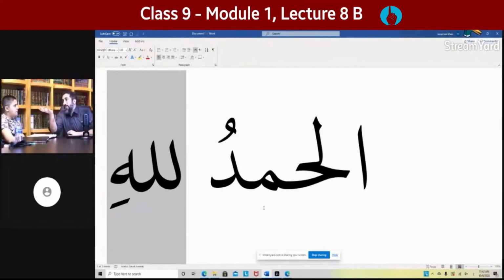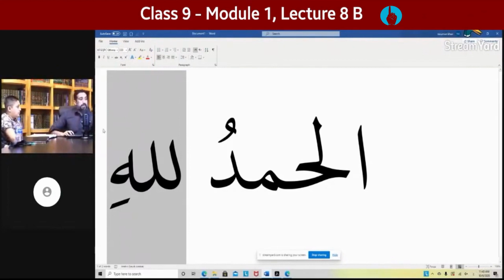A harf can never be a mudaf. So it's not number one. Is it a harf of jar? Li, ba, ta, kaf, lam. Is lam a harf of jar? Yes, harf of jar, and that's why the word Allah became jar. So it is one of the five.